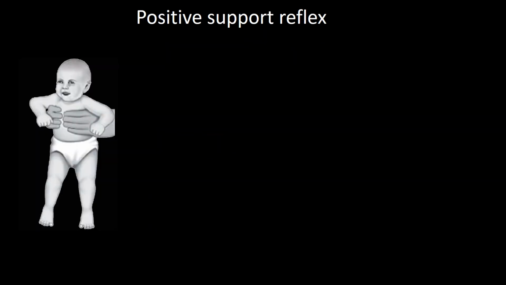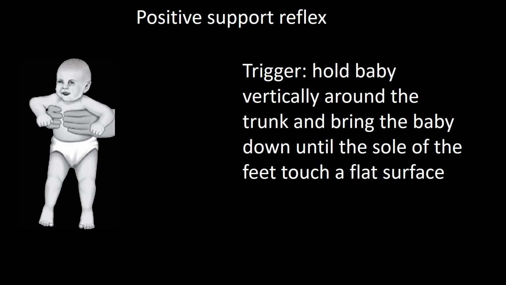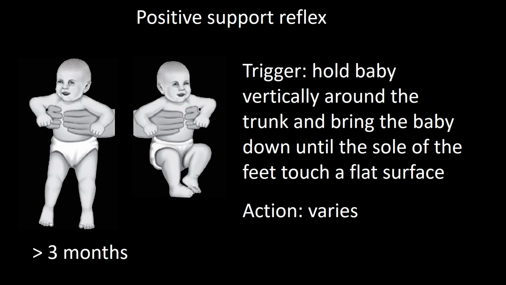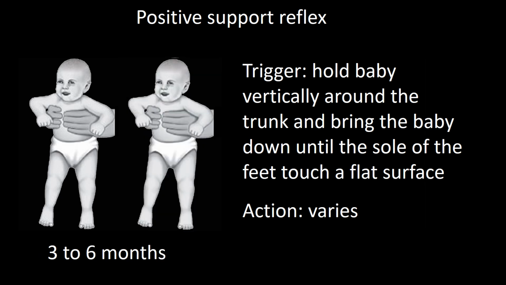We can find a good example in the positive support reflex of some patients. This reflex can be triggered by holding the baby vertically around the trunk and bringing the baby down until the sole of the feet touches a flat surface. The action elicited by this maneuver changes with age. In normal infants in the first 3 months of life, the baby will only at times extend the legs and only for a few seconds. From 3 to 6 months, this maneuver elicits a reflex extension of the hip, knee, and ankles. At this time, the legs are stiff as corresponding to a reflex motor activity.